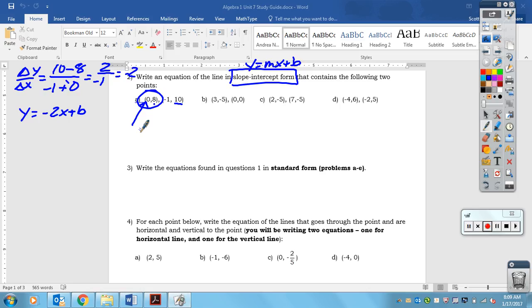The y-intercept is when x is 0, so there's sort of a cheat way to do it, but pay attention to what they give you. When x is 0, that means that's the y-intercept. Y equals -2x plus 8. That easy. B, same idea.